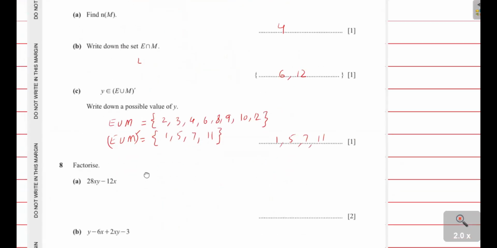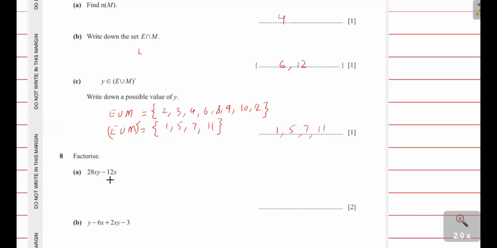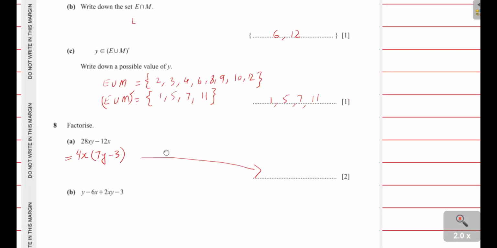Next, question number 8. Factorize 28xy minus 12x. To factorize this expression, we will take the common. Here the common is 4x. Therefore, 28xy becomes 7y, and we divide 12 by 4, we get 3. Therefore, we write minus 3. Therefore, 4x into 7y minus 3 is the answer.